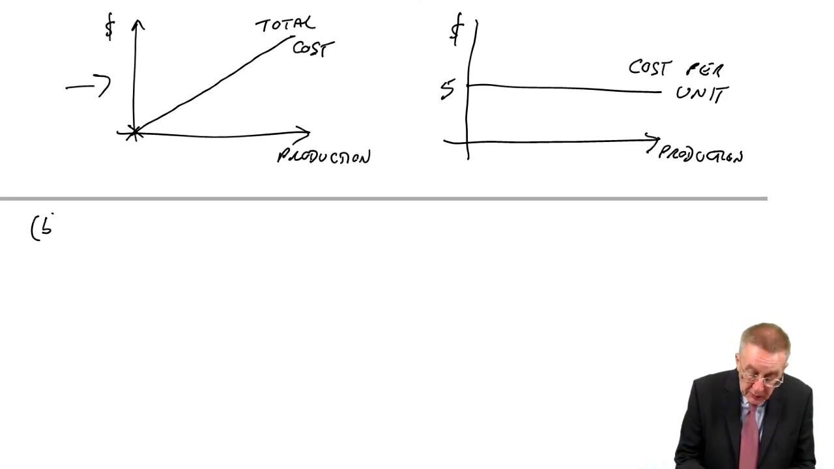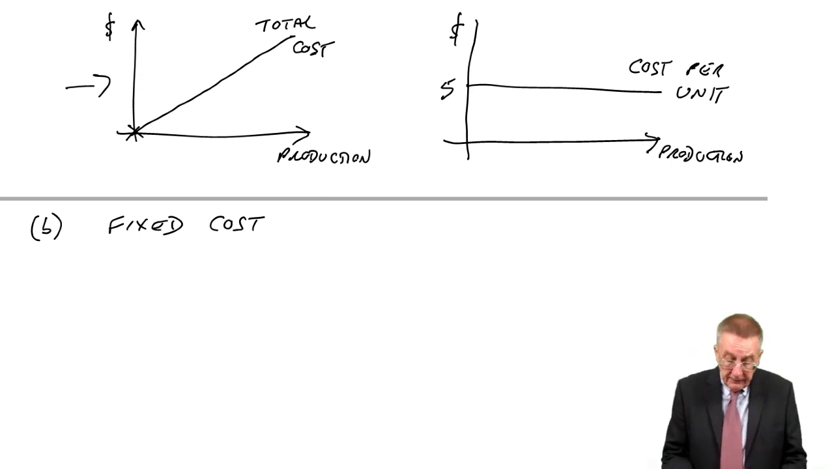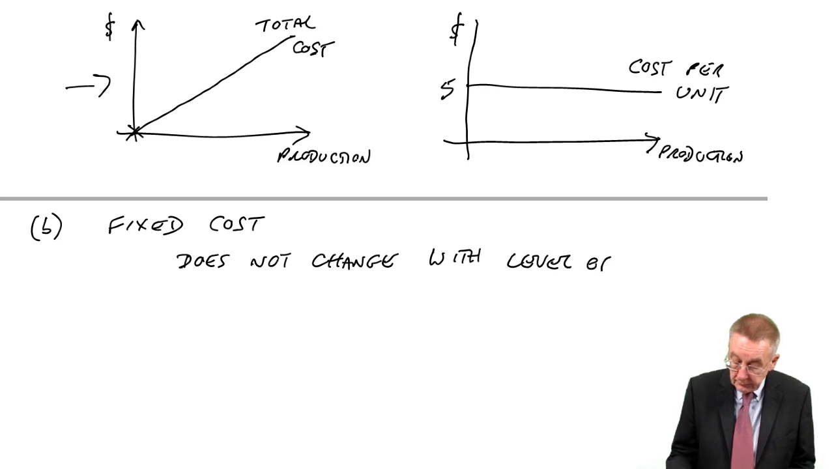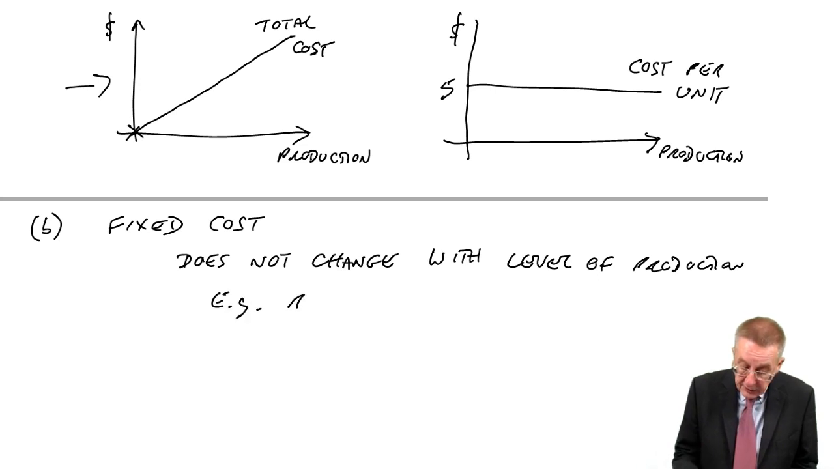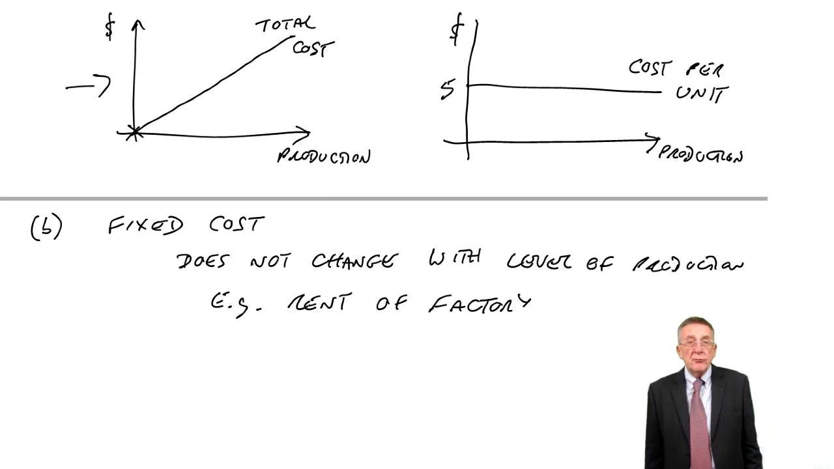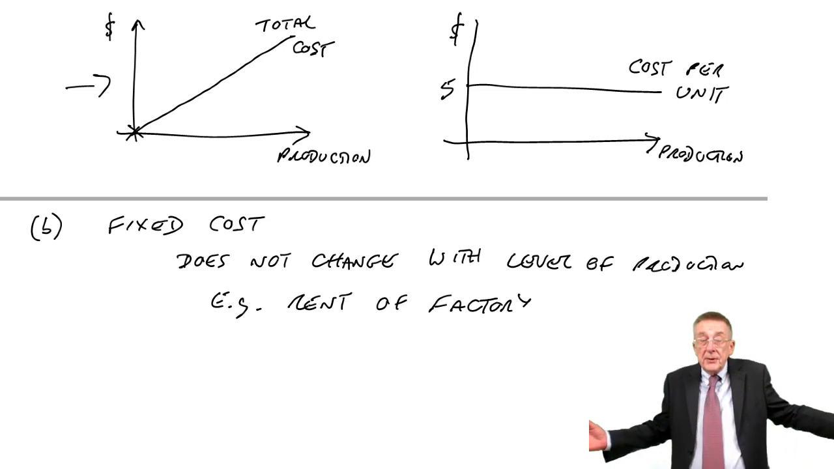The second category, though, is a fixed cost. And a fixed cost does not change with the level of production. An example of that is the rent of the factory. It's a production cost, but if our factory costs $10,000 a year to rent, surely we'll be paying out $10,000 whether I produce 1 unit or I produce 1,000 units.